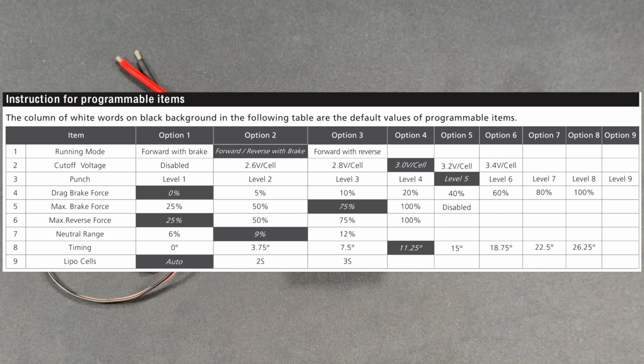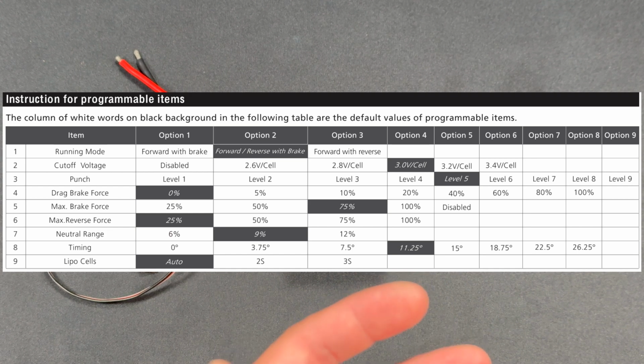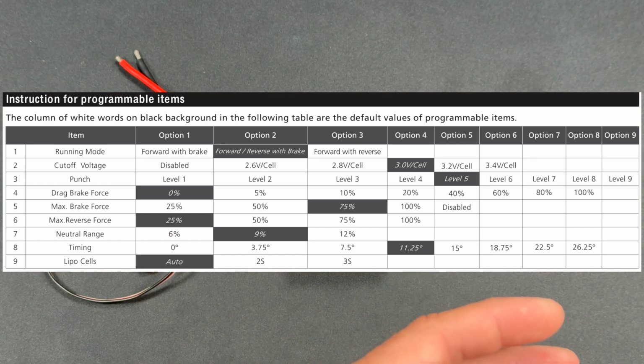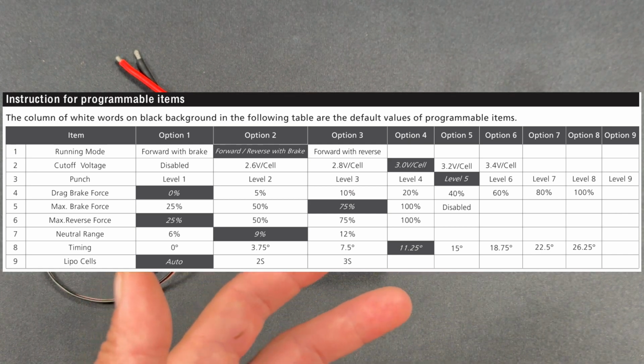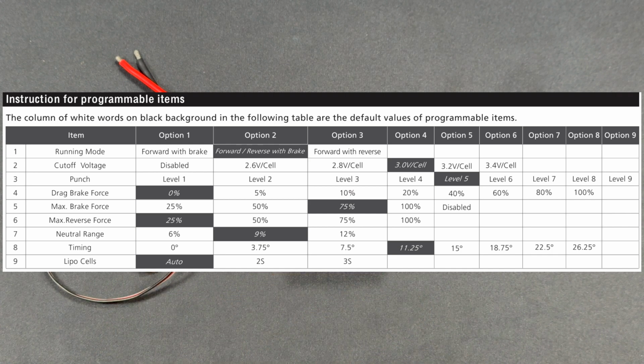Setting number 4 is your drag brake force. That is brakes at neutral. So when you let off the throttle, it applies the brakes. If you're doing a lot of rock crawling, you can turn that up. If you're on a very high grip track application, sometimes people run the drag brake up a little bit. For the most part, 0 drag brake is the way to go.